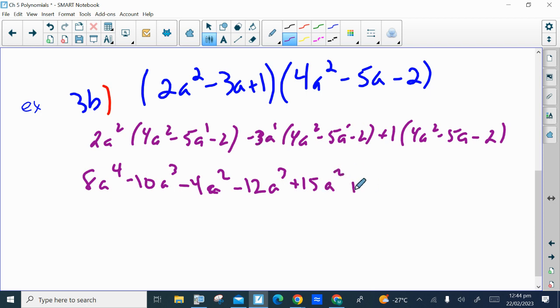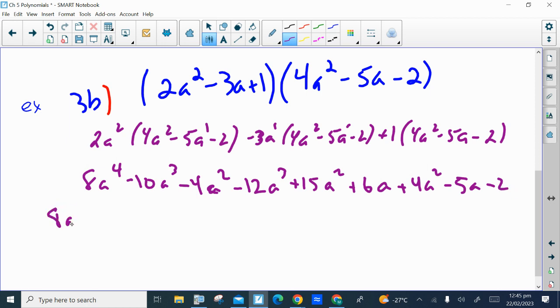Negative 3 times negative 2 is positive 6, and this a doesn't change because the negative 3a is just being multiplied by the negative 2. There's no a there, so the a's don't change. And then everything gets multiplied by positive 1, which means it's just going to remain exactly the same. You have a positive 4a squared, a minus 5a, and a minus 2.